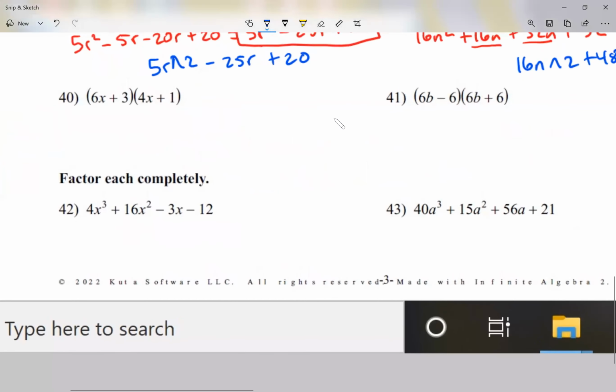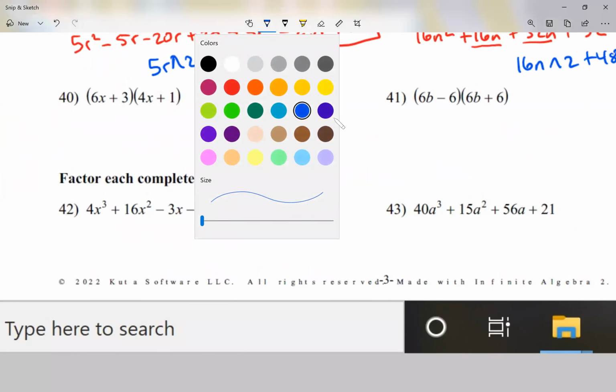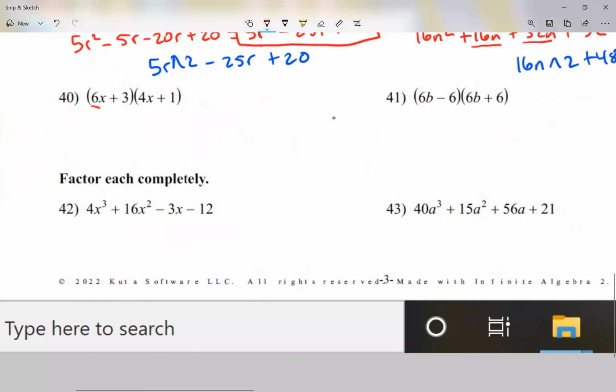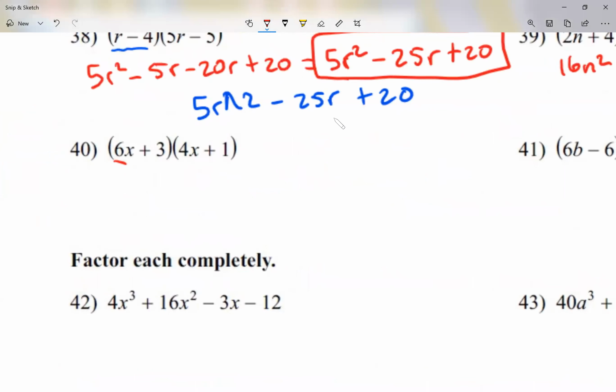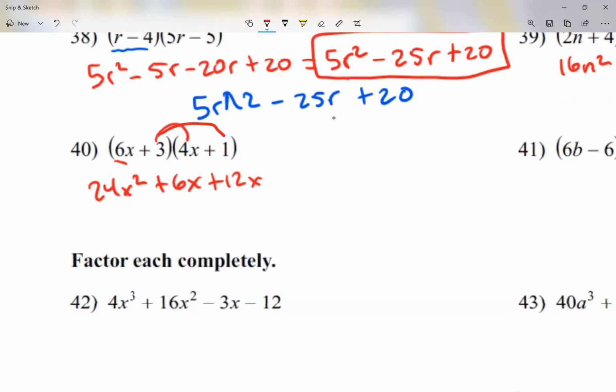All right, number 40. Let me distribute the 6x from the first parentheses. Let me zoom in. 6x to everything in the second parentheses. 6x times 4x, that gives me 24x squared. 6x times 1, that gives me positive 6x. Then let me distribute the 3. 3 times 4x, that gives me 12x. And 3 times 1, that gives me 3.